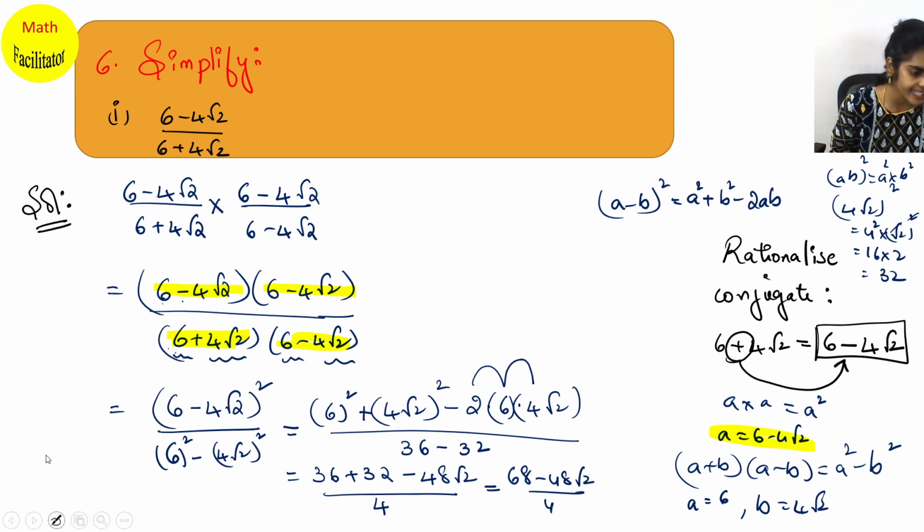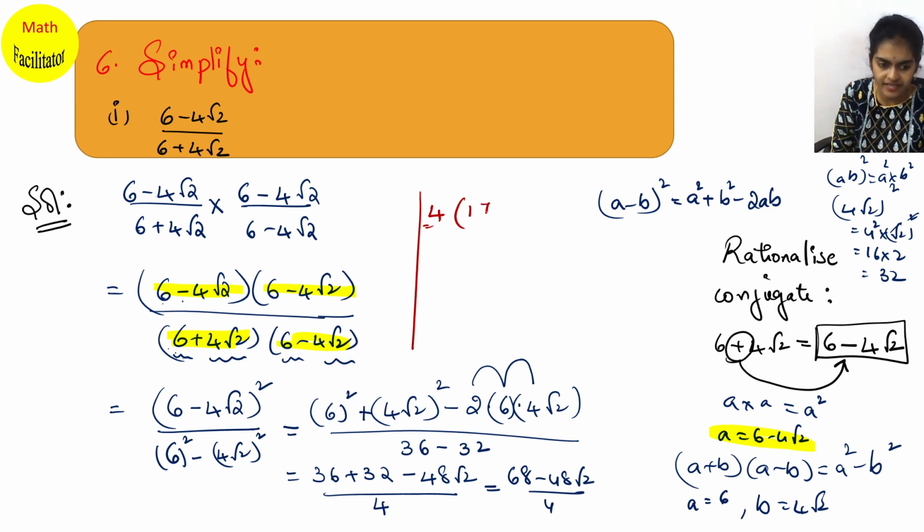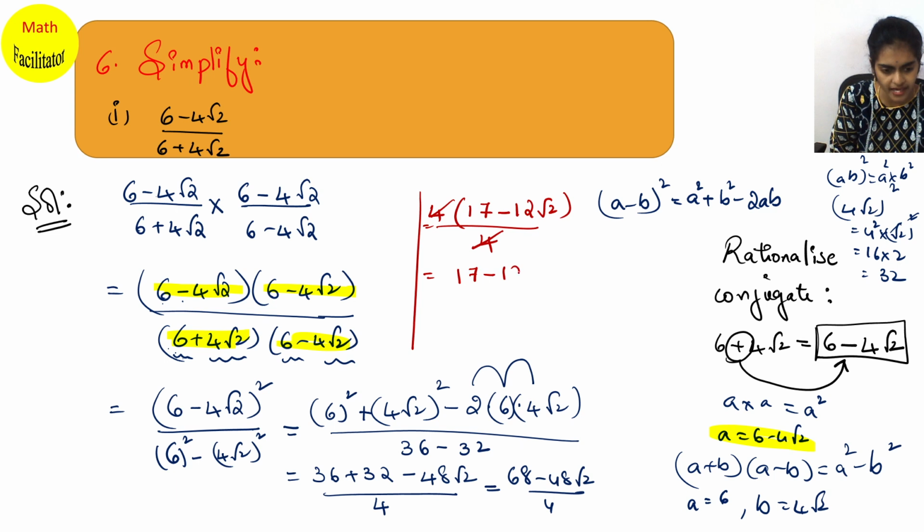Now here clearly I can see what is common. What is common in this? Let us do it here. See, 68 minus 48. So can I say that 4 is common? Let us take 4 common from the numerator. So if I divide 68 by 4, 4 ones are 4 and 4 sevens are 28, minus 4 twelves are 48 root 2 divided by 4. So 4 and 4 get cancelled. So finally you have 17 minus 12 root 2 as your answer.